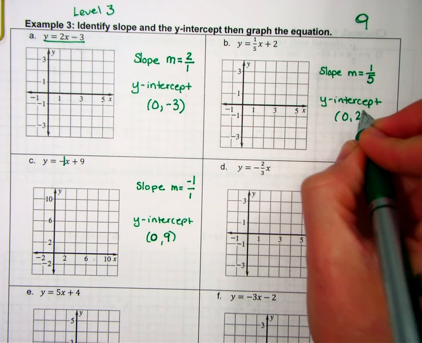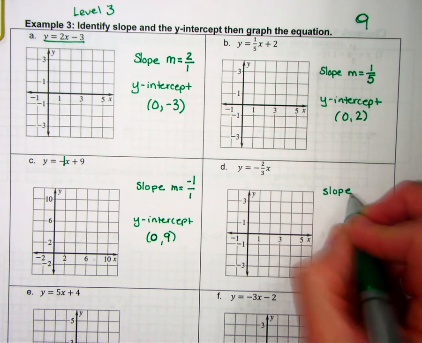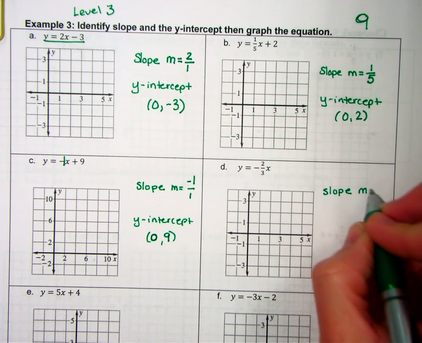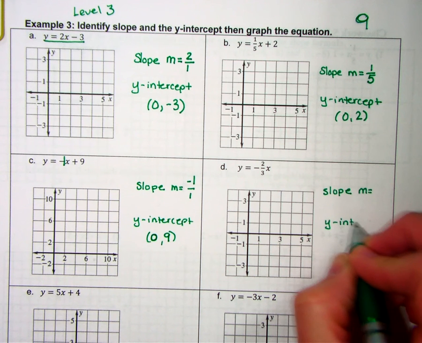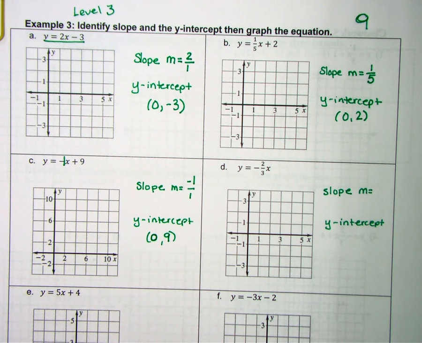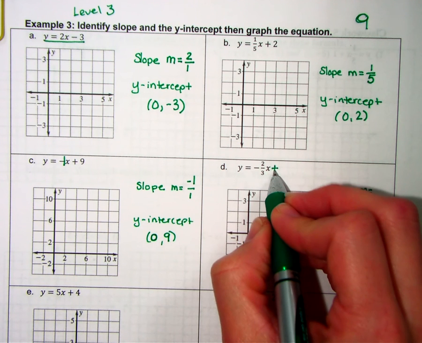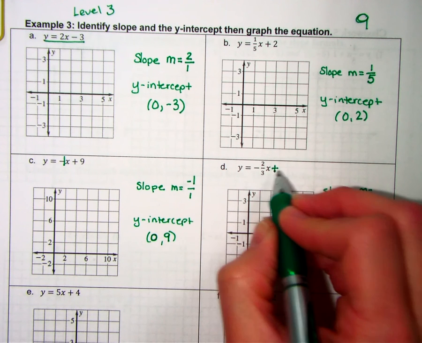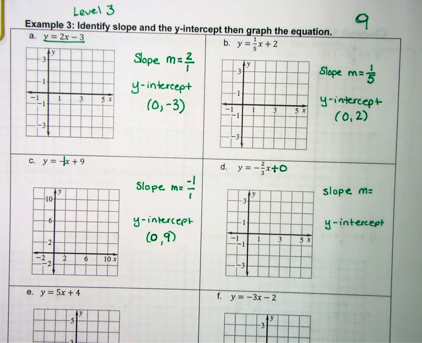Okay, last one, slope. And then we'll actually start doing our level 3 part. If there's no plus or minus whatever that y would be, that's just 0, right? Correct. If there's nothing there, what number stands for nothing? 0. So that means that there's a 0 on that backside right there. So the slope would be negative.